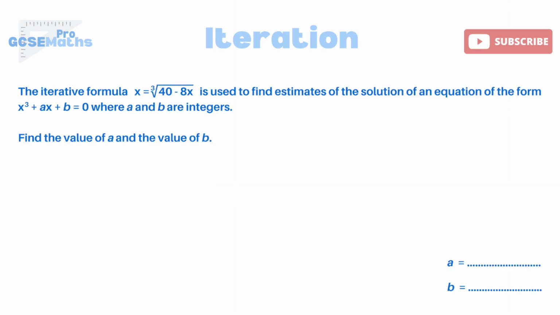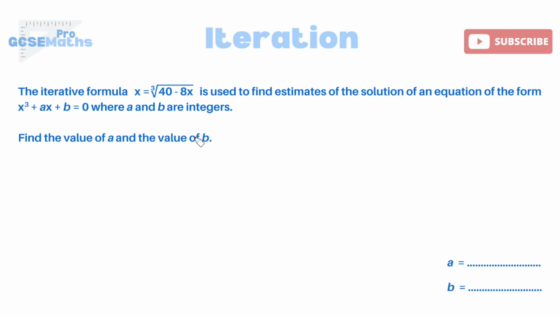Now, my final question is worded a little bit differently, although it is only a 1-mark question. This would have been part of a question that had many parts to it, so I've just tried to condense it into one question for this video. We've got the iterative formula x is equal to the cube root of 40 minus 8x, is used to find estimates of the solution of an equation of the form x cubed plus ax plus b equals 0. Where a and b are integers, we need to find the value of a and the value of b. And as I said, it's literally just 1 mark.